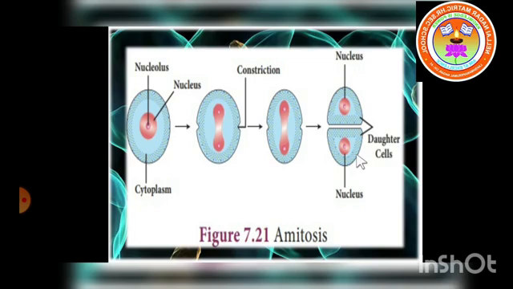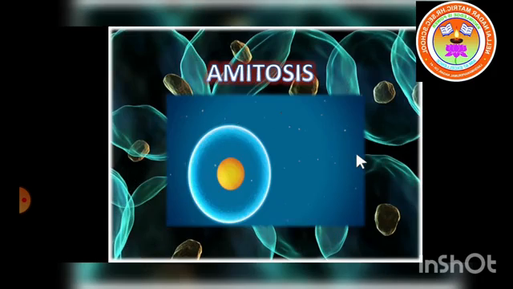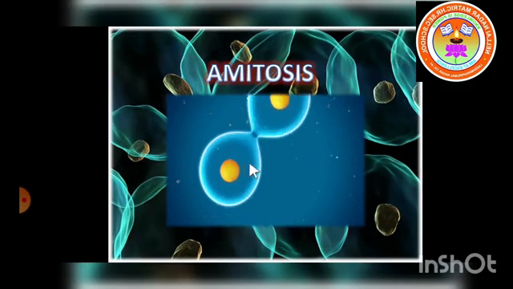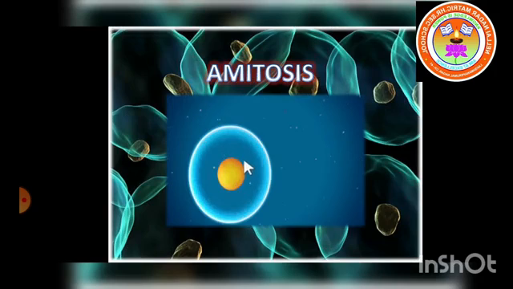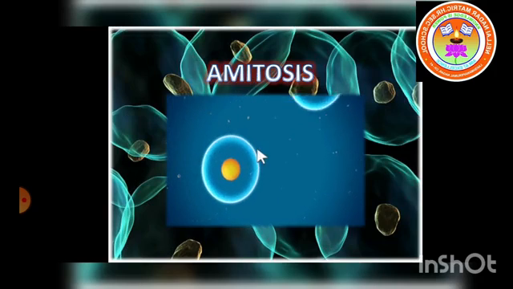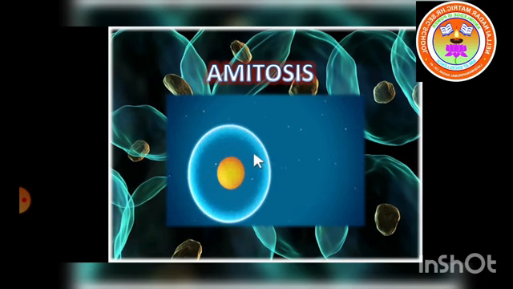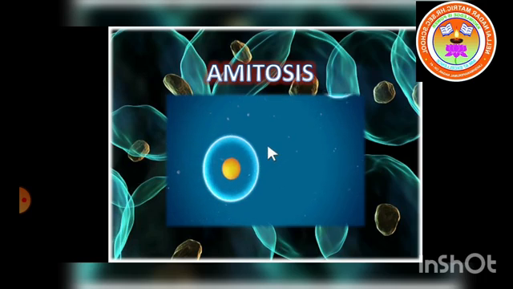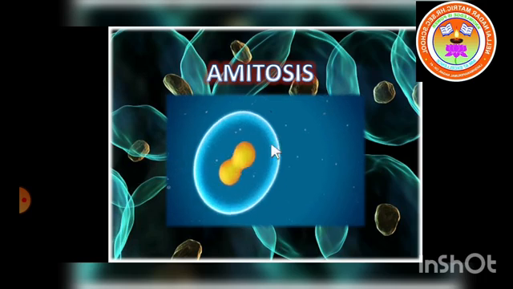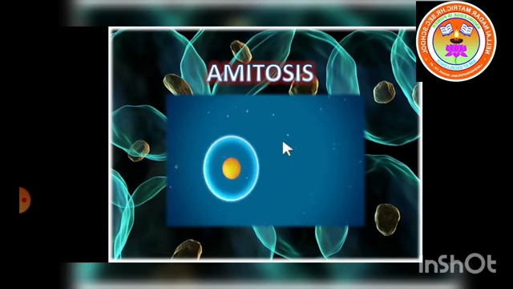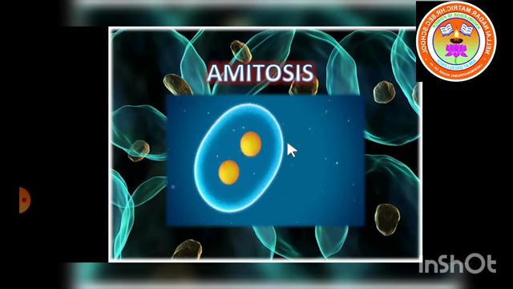So this is a very simple form of cell division. Here you can see first the nucleus divides, then the cytoplasmic division, resulting in the formation of two daughter nuclei. So this is the simplest form of cell division.